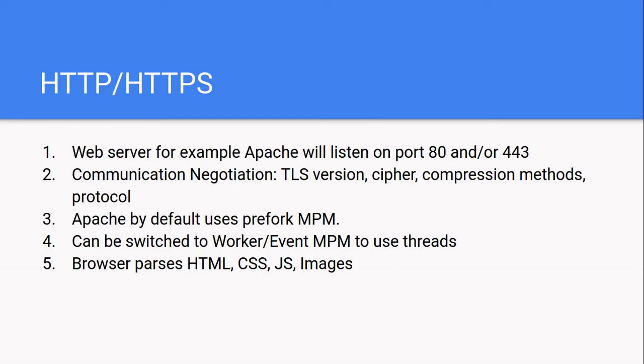It's basically a package that you install on your computer or servers to make it a web server. Now the next part is communication negotiation. In this part, if the communication is in HTTPS, which in the case of Google it would surely be, then their TLS versions, ciphers, compression method, and protocols will be negotiated. Then the further communication will be carried out in these negotiated protocols only.